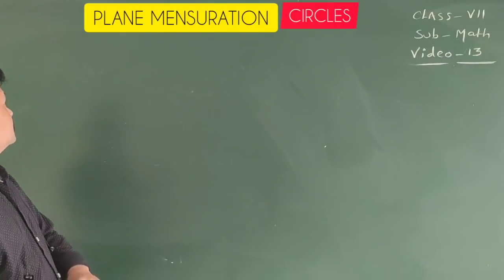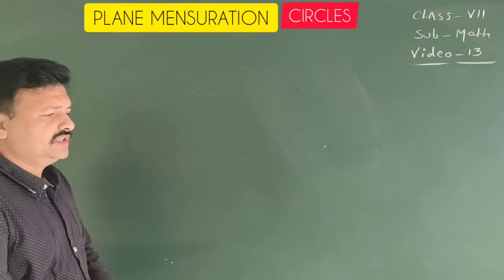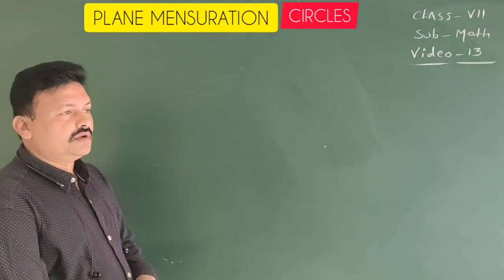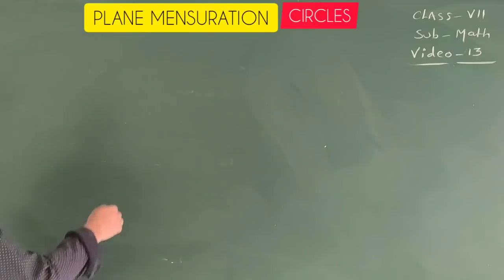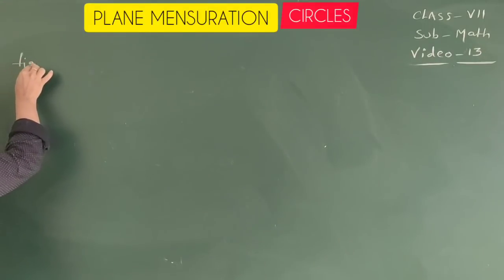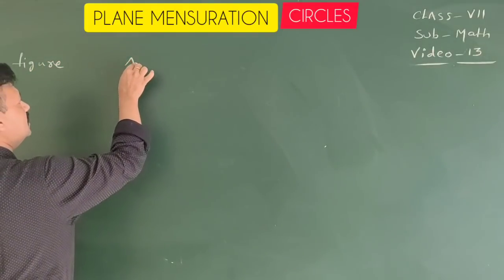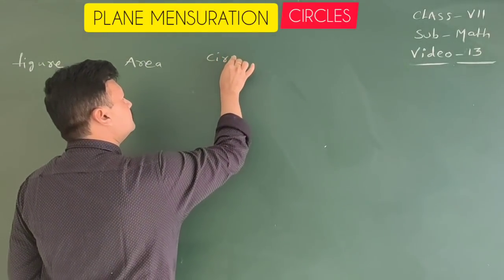In yesterday's class, we discussed the problems based on area and perimeter of rhombus and the intersection of area and circumference of a circle. Okay, now here the figure, the area, and the circumference.